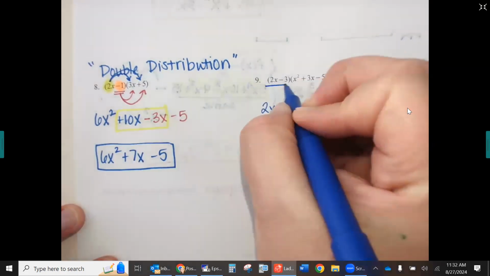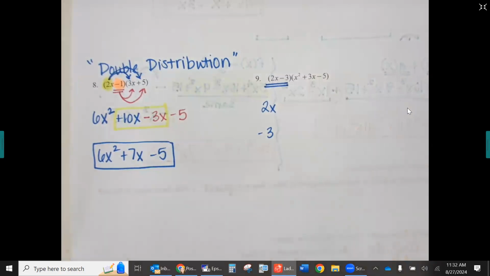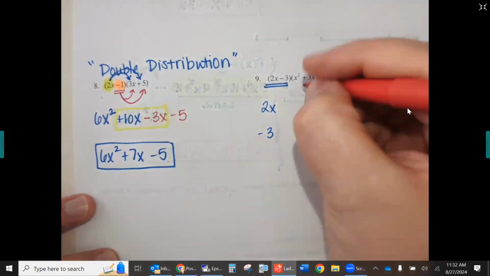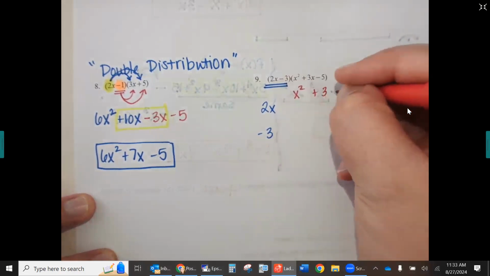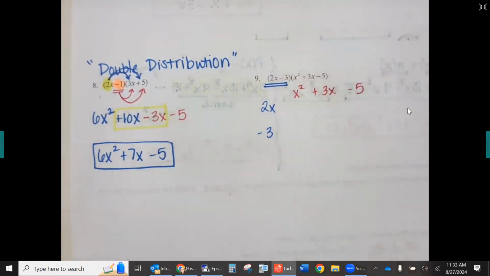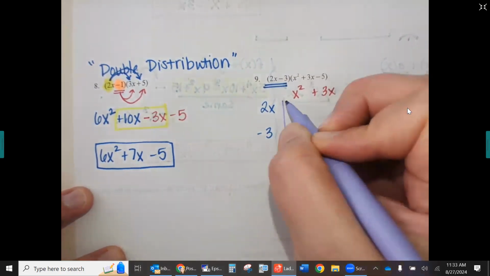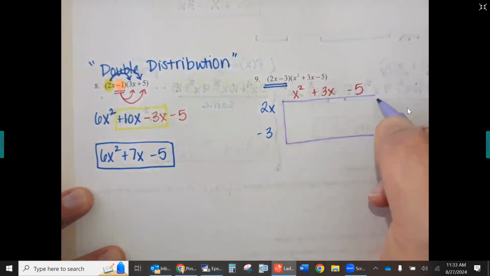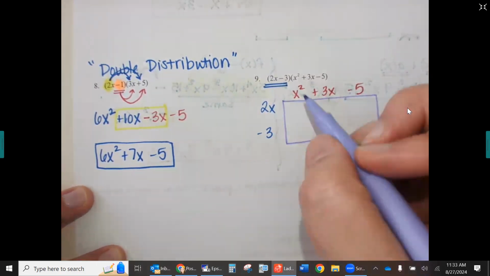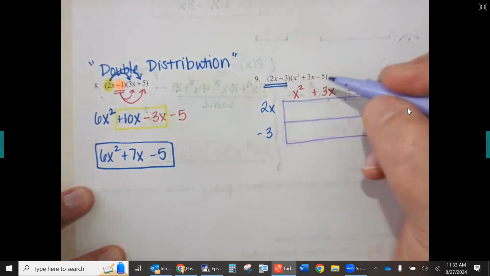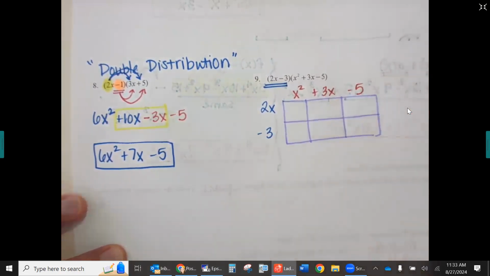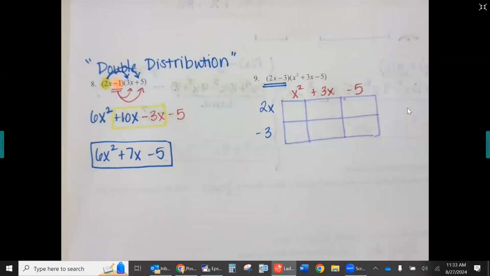That's going to be this one. And then you're going to put the other expression across the top. So it would be x squared plus 3x minus 5. Then I want you to make it as many boxes long and as many boxes tall as your pieces are. So I have 2 boxes up and down, 3 boxes across. And then instead of having to keep track of a million little arrows, you can just times the row by the column and put it in the box.